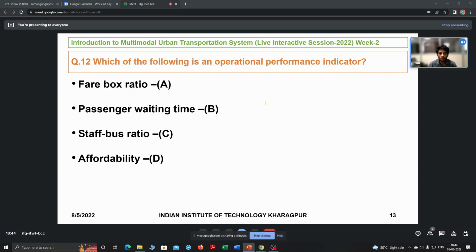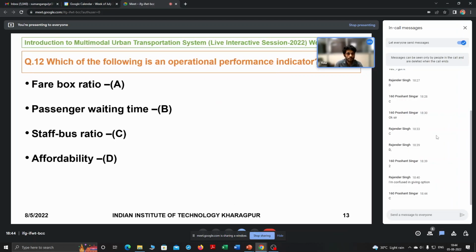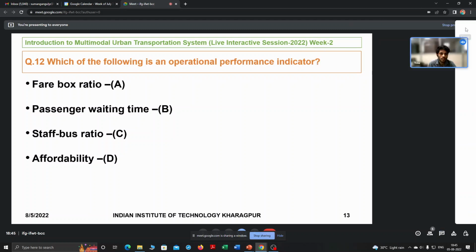So which of the following is an operational performance indicator? C. Okay, Prashant told that it is C. So then Rajendra, you can also answer. Okay, then I shall discuss.